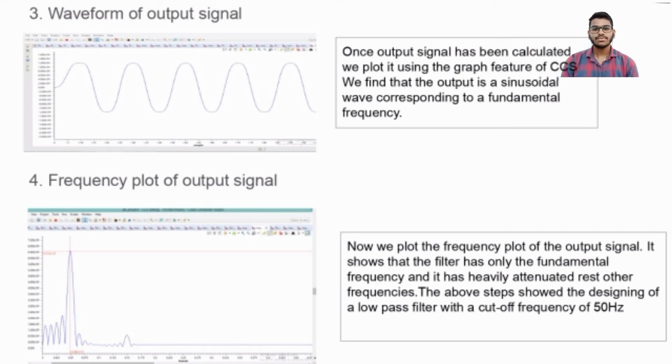We find that the output is a sinusoidal wave corresponding to fundamental frequency, and the fourth output is frequency plot of output signal. Now we plot the frequency plot of the output signal. It shows that the filter has only the fundamental frequency and it has heavily attenuated the rest of the frequencies. The above steps show the designing of low pass filter with a cutoff frequency of 50 Hz.